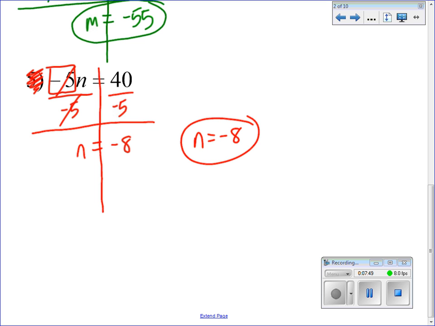So notice a couple things here. One, the first step was we split the equation into two equal halves. Then we tried to isolate the variable by doing what was the opposite. I hope this helps.